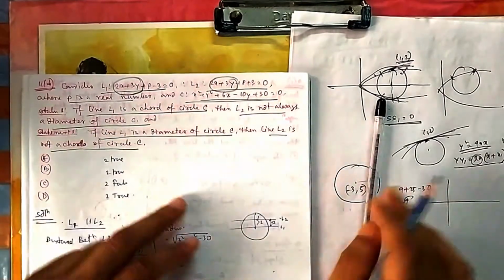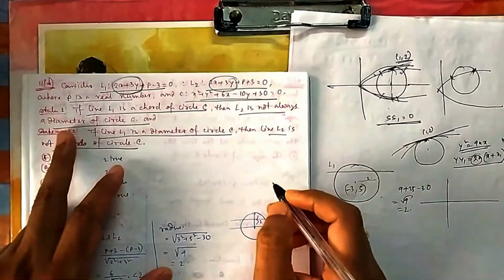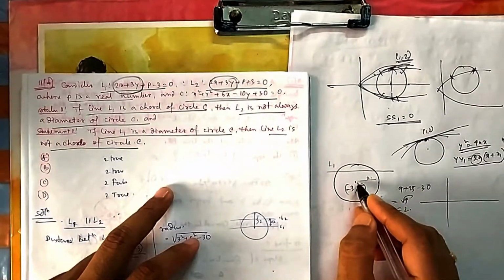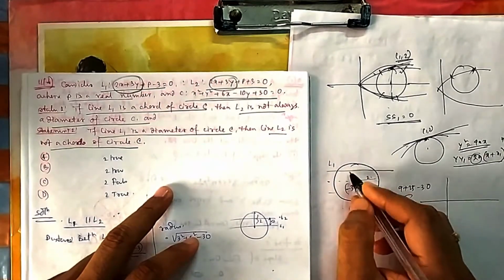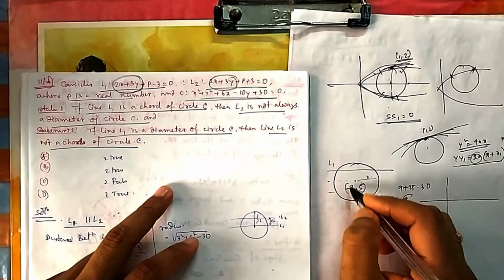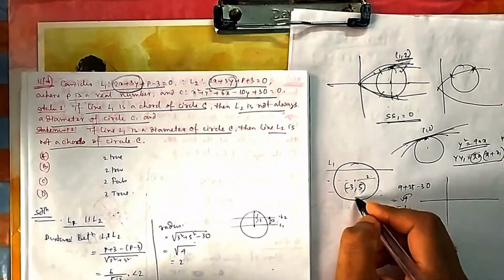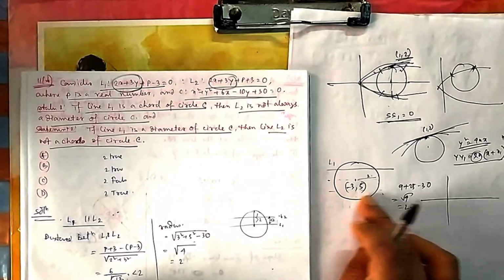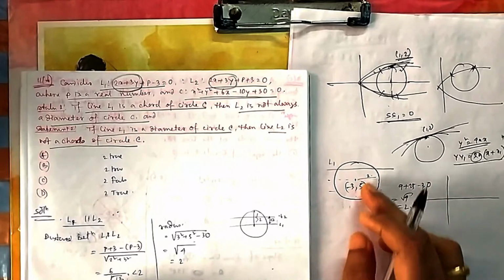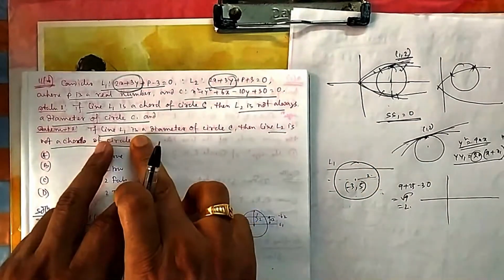So if L1 is a chord, then L2 is not always a diameter. L2 may be a diameter, may not be, we don't know. So we can find the distance between L1 and L2, because if the distance is greater than 2 plus 2, 4, then L2 will never be inside that circle. It has to be outside. So you have to see what is the distance between these two.